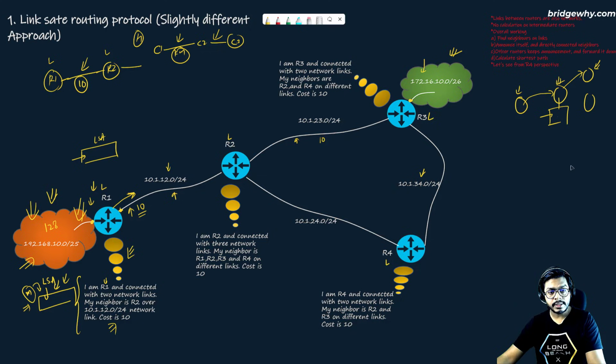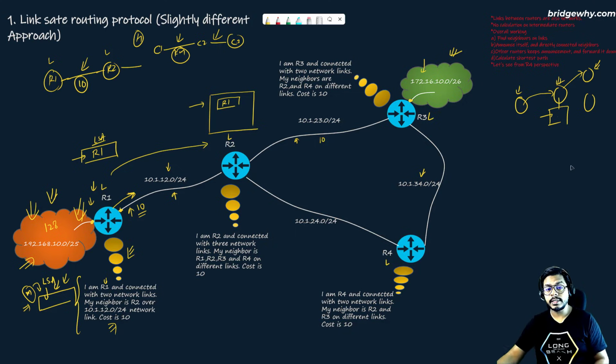It is advertising this LSA towards R2 because it is the neighbor, right? And what is this LSA? Obviously, this is the LSA for R1. As I mentioned, in a link state protocol, R2 is not going to do any computation on this LSA. It is just installing this LSA into its database, noting that this LSA is from R1. It is just taking it from the neighbor and installing it into the database. Nothing else, guys.